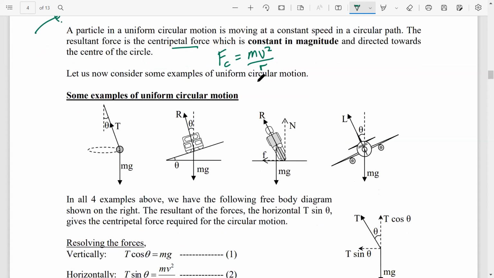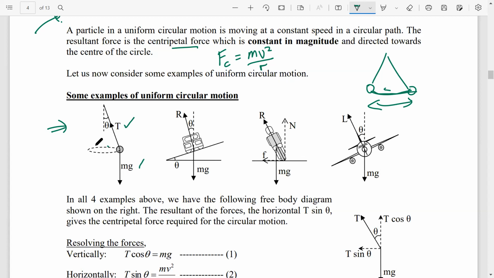So some of the common examples of uniform circular motion are here. First one is a pendulum bob. Your pendulum bob, you can swing it like that, means left, right, or you can just hold it and swing a horizontal circle. Now, when you swing in a horizontal circle, the forces acting on this bob, there are only two, which is the tension and the weight.